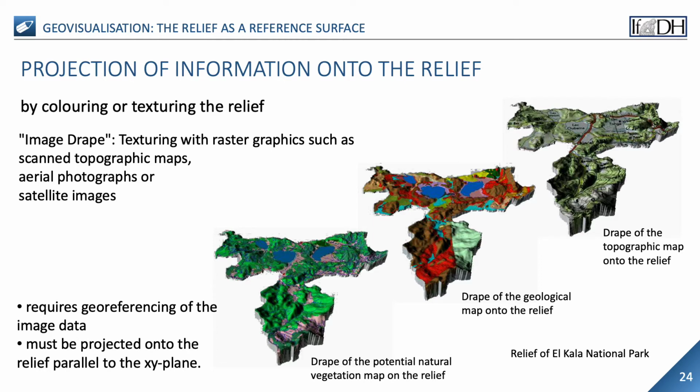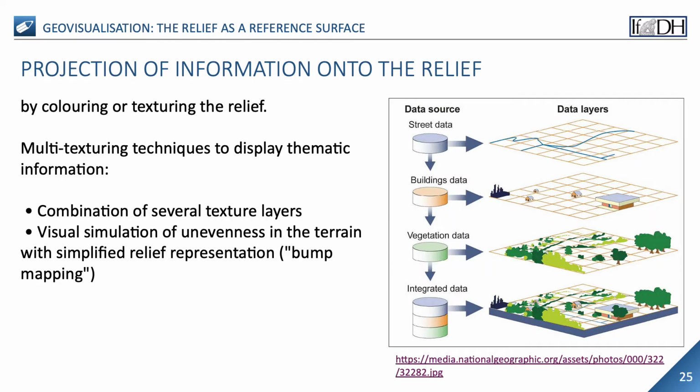A prerequisite for image draping is georeferencing of the image data, which must be projected onto the relief parallel to the XY plane. As you know, several such textures are usually used on maps. Multi-texturing techniques are especially important for the representation of thematic information, for example, to combine roads, buildings and vegetation in one representation by combining several texture layers.